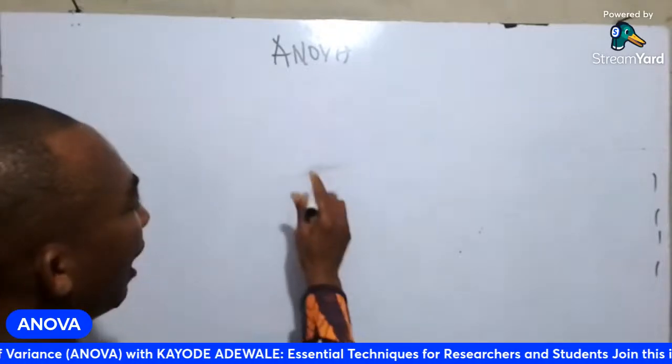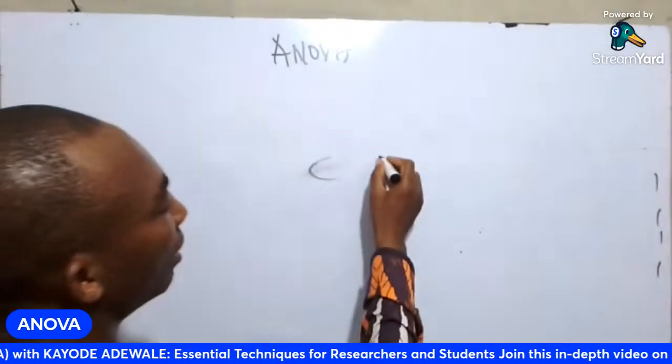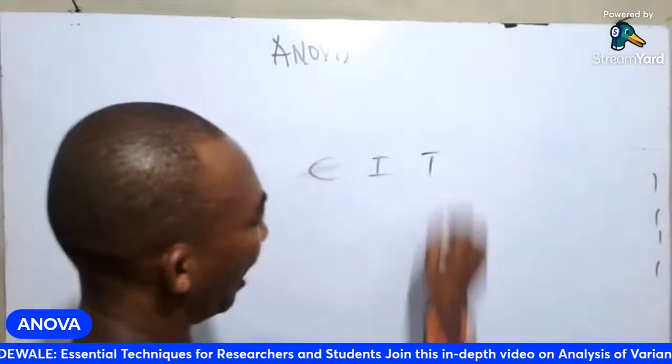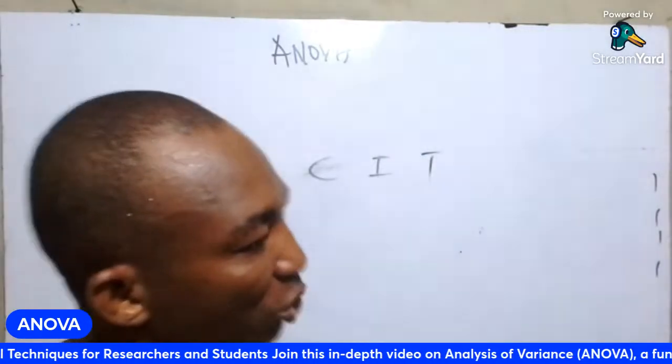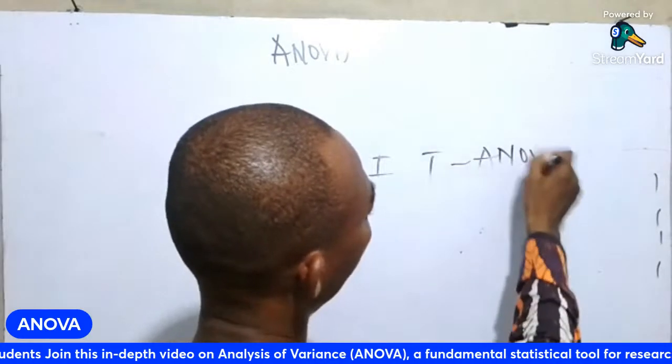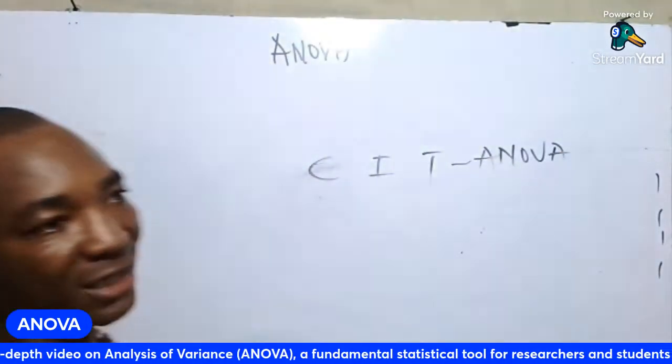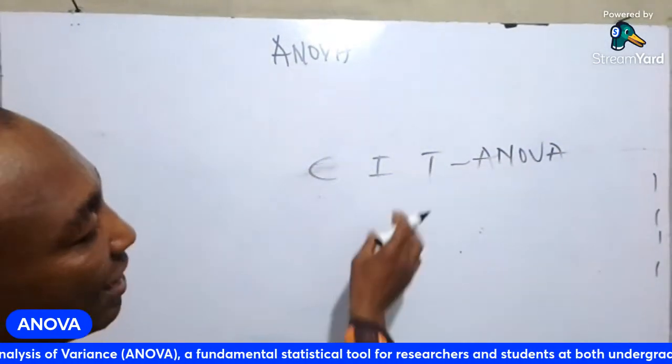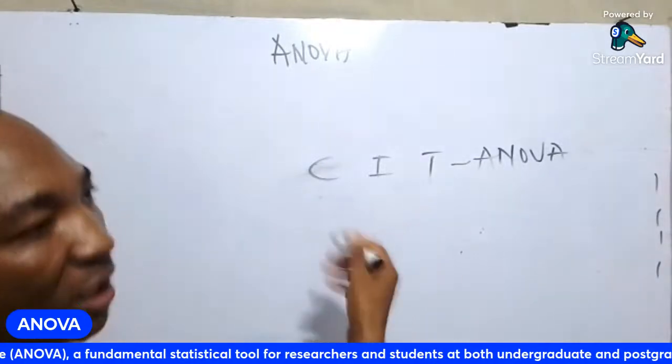Okay, let me start with Christianity, Islam, and traditional. So this is three. In considering these three, you have to make use of ANOVA if you want to look at the sample mean of this one, because it's talking about three.